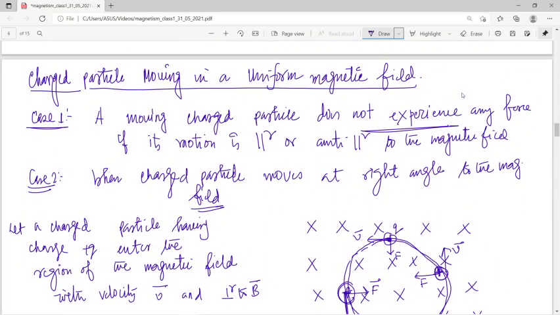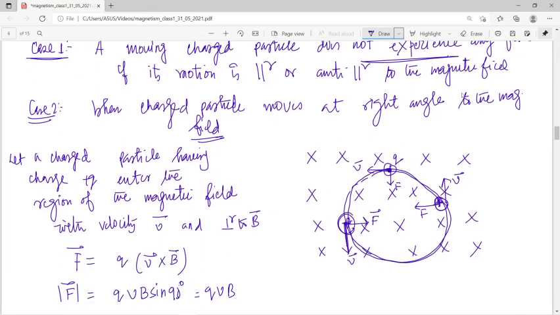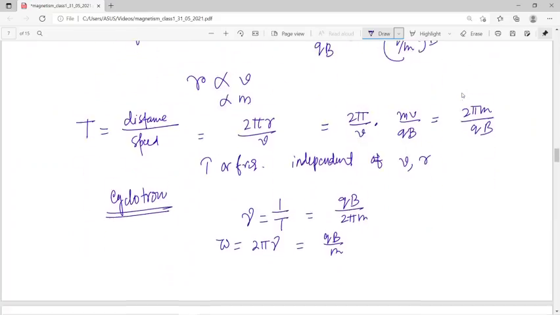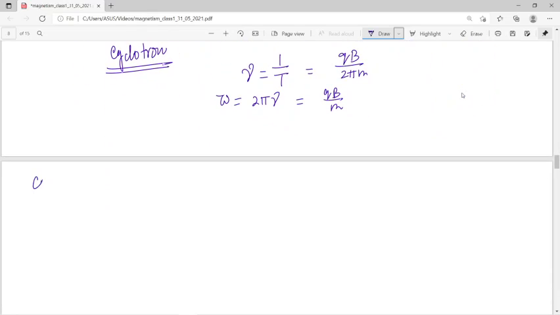That is, when the charged particle is moving in a uniform magnetic field. The first case is when the particle does not experience any force when its motion is parallel or anti-parallel, and when it is perpendicular, at a right angle to the magnetic field, its motion is circular. Now the third case is when the charged particle moves at an angle to the magnetic field other than 0 degree, 90 degree and 180 degree. That is case 3.